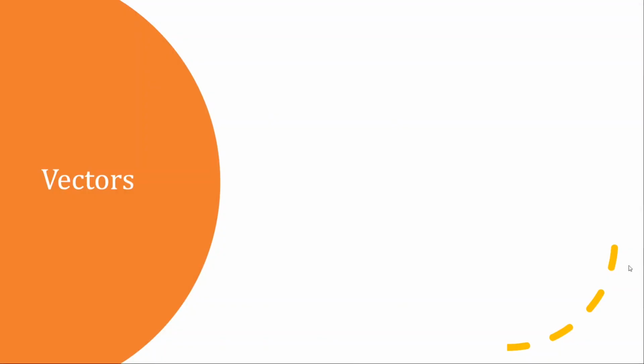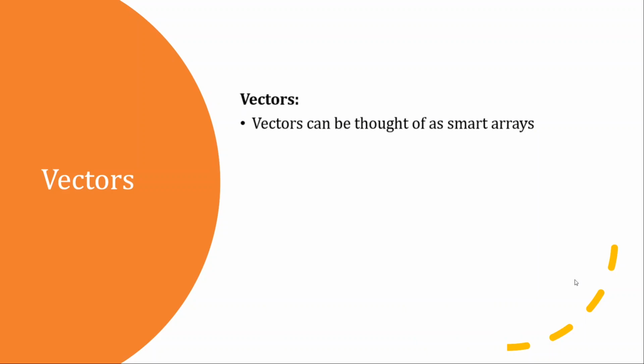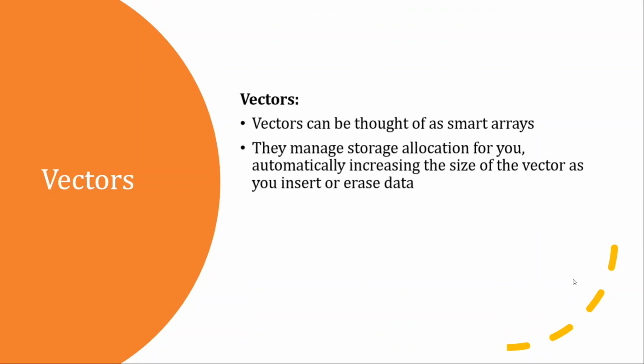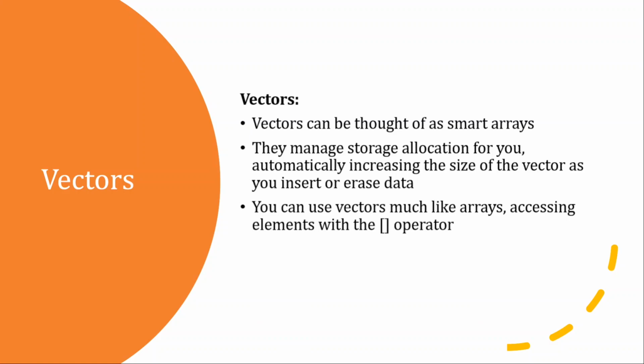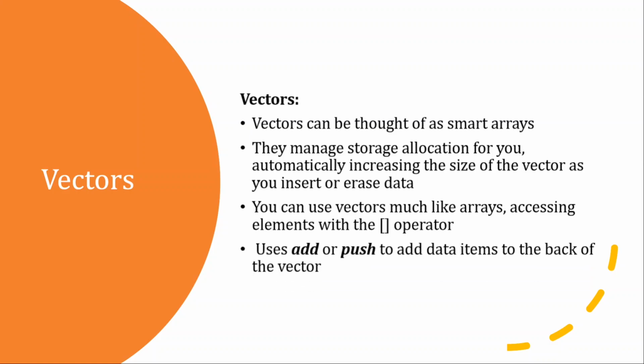Vectors. Vectors can be thought of as smart arrays. They automatically manage storage allocation for you, expanding and contracting the size of the vector as you insert or erase data. You can use vectors much like arrays, accessing the elements with the square bracket operator. A vector size is automatically increased to hold new items using add or push to add data items to the back of the vector. Now let's look at some code examples.